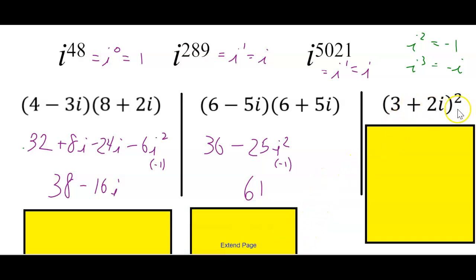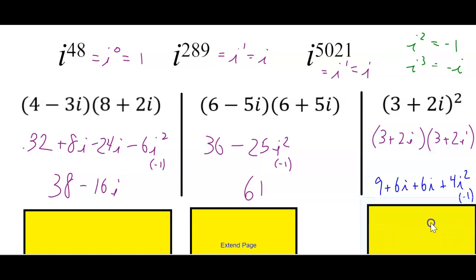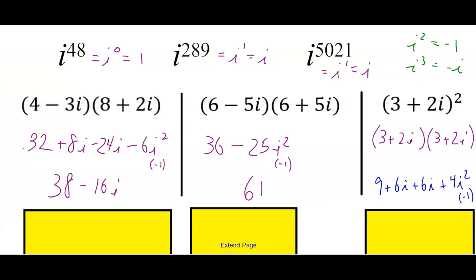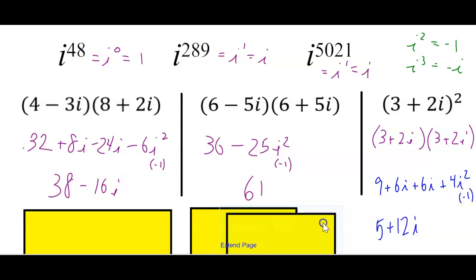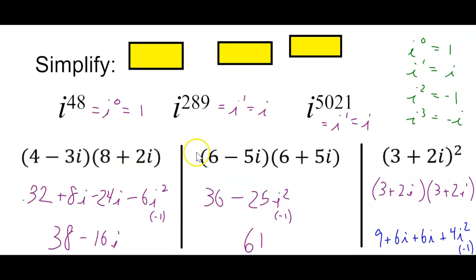And when we're squaring, we need to write the binomial twice. So hopefully that's what happened on your paper. And when you multiply through, i squared becomes negative 1, so we have negative 4 on the end, combined with a 9 gives us 5. So we have 5 plus 12i in that spot. Okay, so that takes us through all of the different things that we have done to this point with i's.